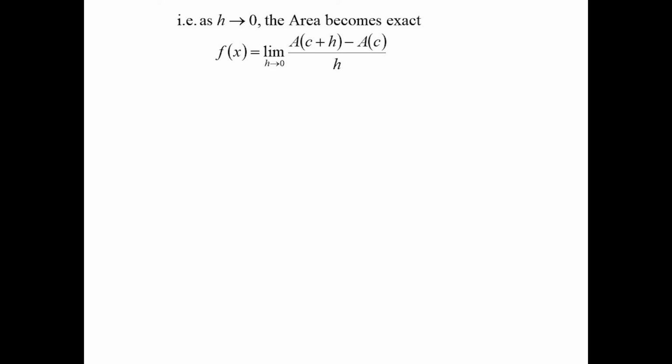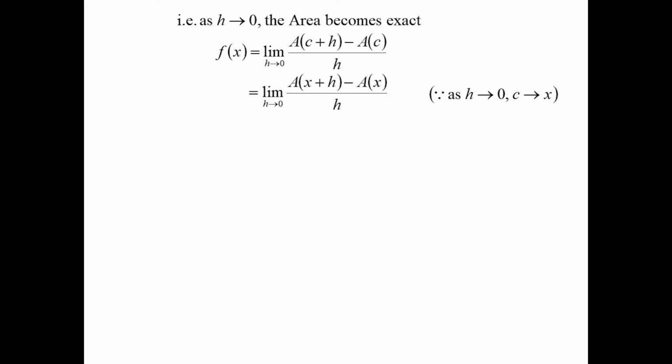But here's the clever little trick. I'm going to rewrite it. Because if h is approaching 0, c and x are approaching the same value. So instead of calling it c plus h, I'm going to call it x plus h. And instead of calling the other one c, I call it x. And now that really is familiar.